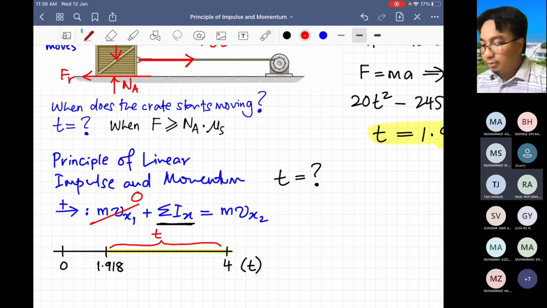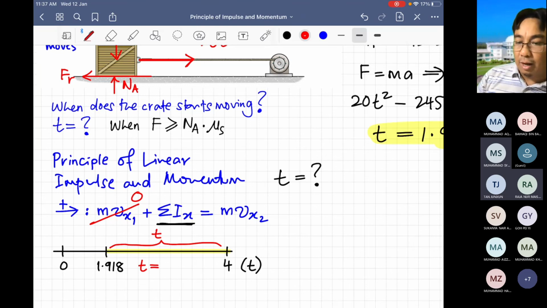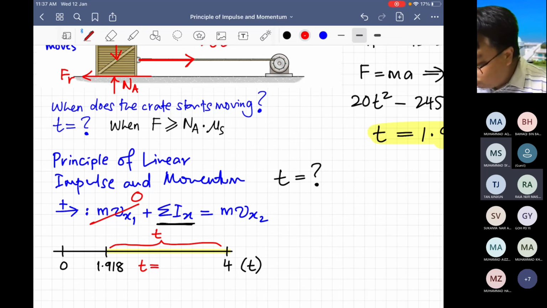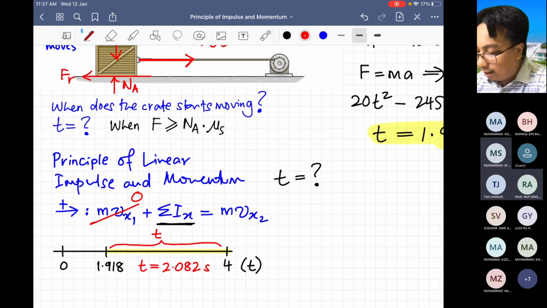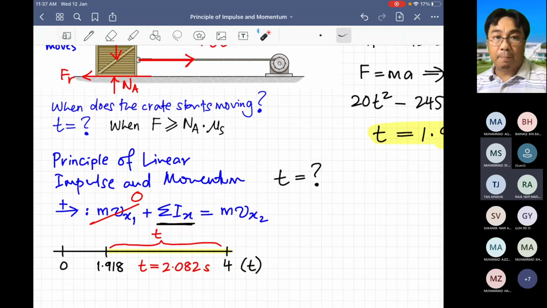This is the time. The easiest method to do this is to find this time. So this time T equals 4 minus 1.918. So what do we have? 4 minus 1.918 is 2.082 seconds. So the time we have to multiply in to calculate the impulse is this, not times 4.